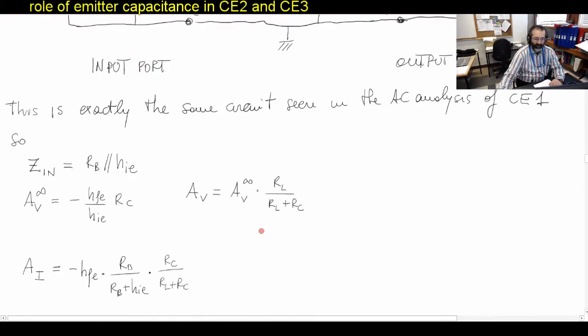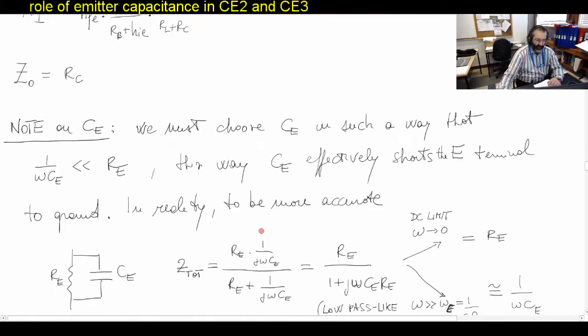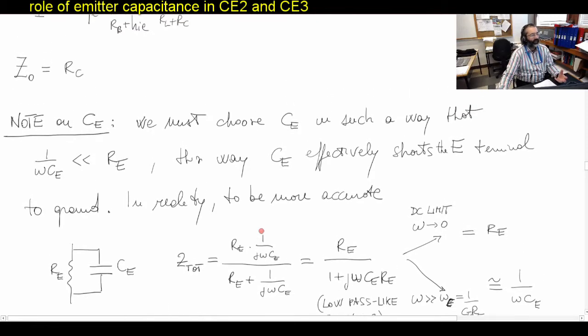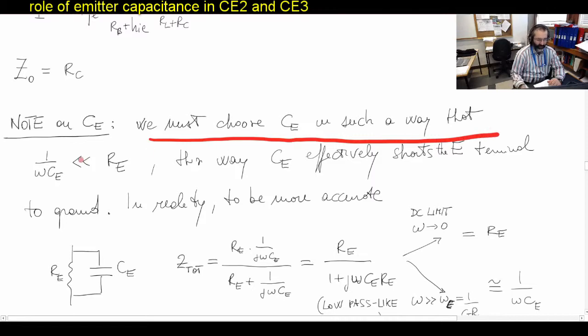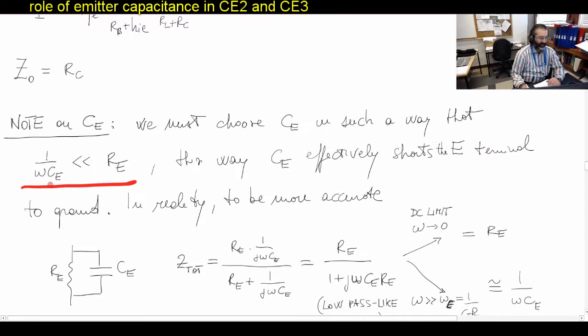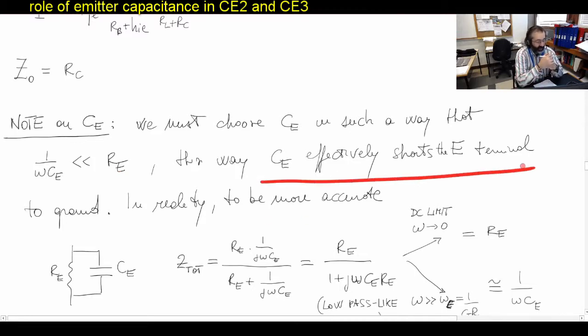And so the question is, let us now discuss the role of CE. Based on what we said today, we must choose CE in such a way that the impedance of CE, which is 1 over omega CE, is much smaller than RE. That's the main requirement we are making. And in this way, effectively, CE shorts the emitter terminal to ground.